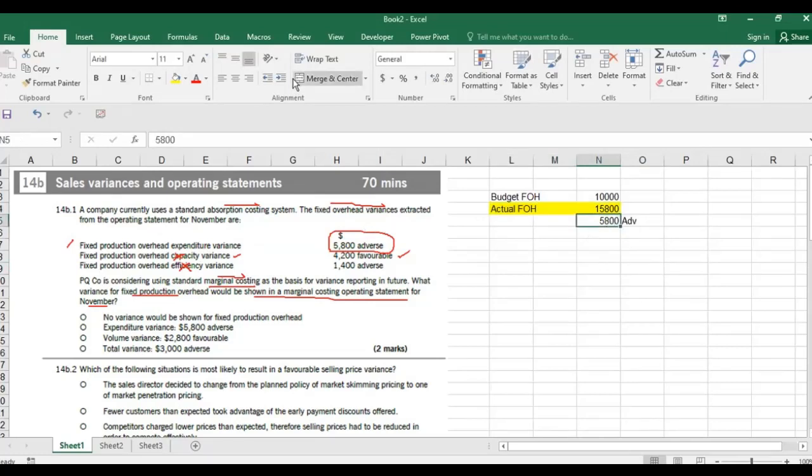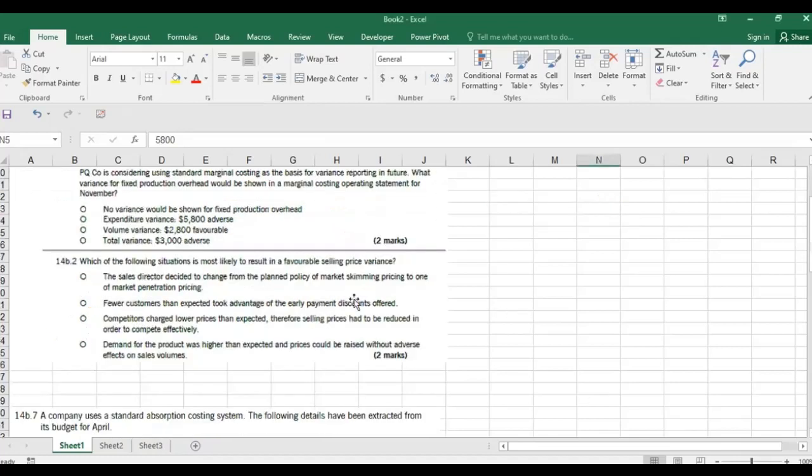Your answer option should be B, expenditure variance of 5,800 adverse. You don't talk about capacity and efficiency. Capacity and efficiency go in absorption costing. If you produce more or less, you come under absorption or over absorption. They don't happen in marginal. In marginal, you just write down the fixed amount straight away. So the 14B1 answer should be option B, 5,800 adverse.